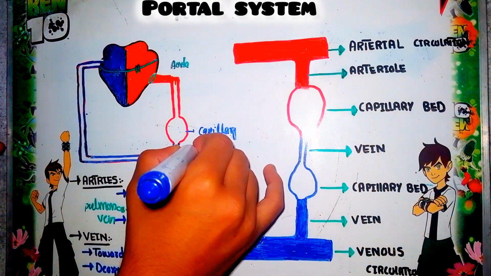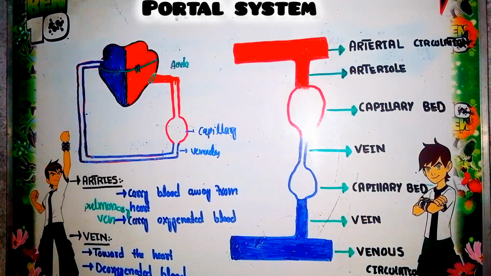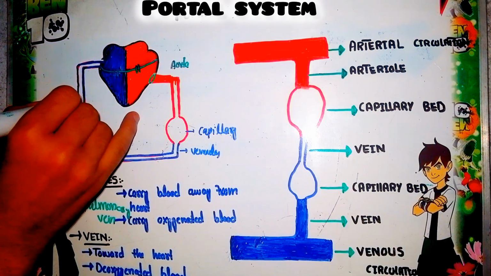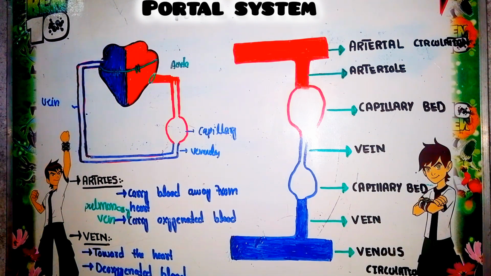Venules will again join and form the vein. Now this vein basically carries blood towards the heart. So this is basically the vein. Now what is a vein? A vein is basically a blood vessel that carries blood towards the heart. Such vessels are called veins. The second definition is that a vein basically contains deoxygenated blood. This is the overall cardiovascular system and the circulation of the blood in our body.